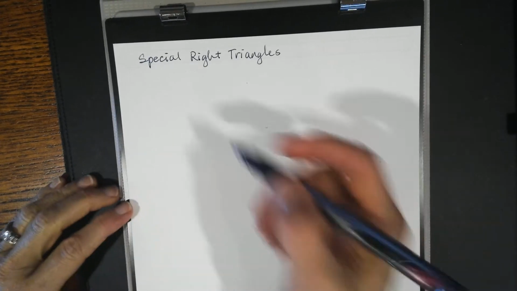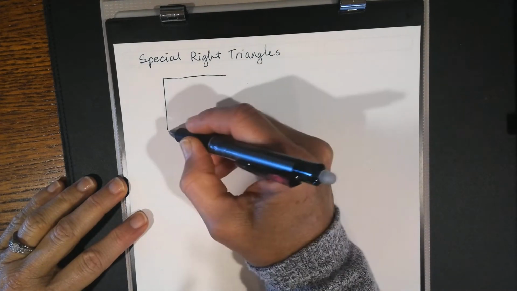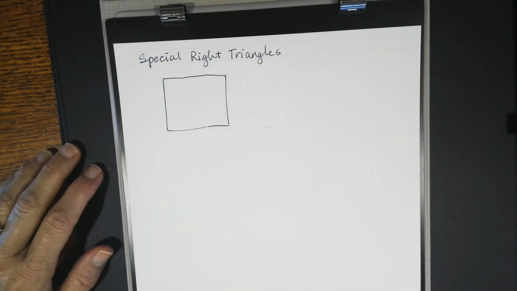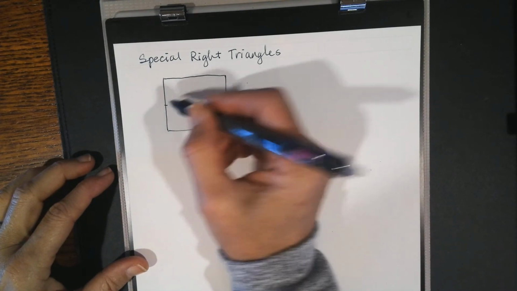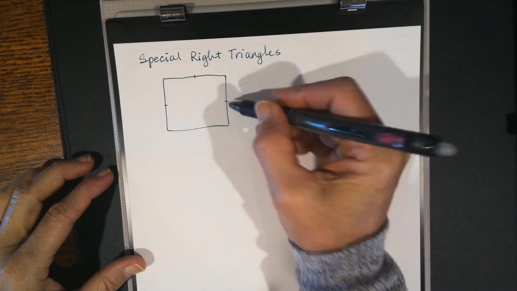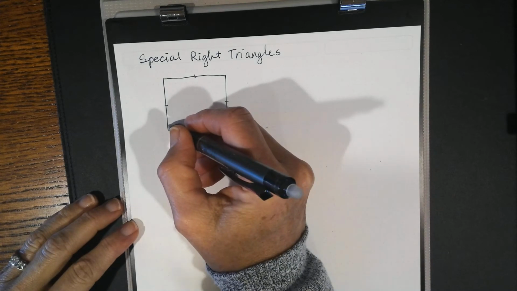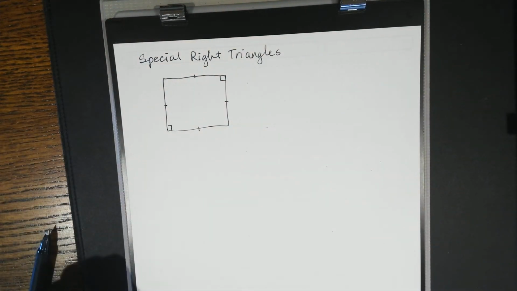So the first thing I'm going to do is show you where this one comes from. It looks like a square, right? Hopefully everybody's got that. Here we go. This is a square, so all of these sides are equal. And the other thing we know about squares is that they all have right angles. So that's kind of cool.